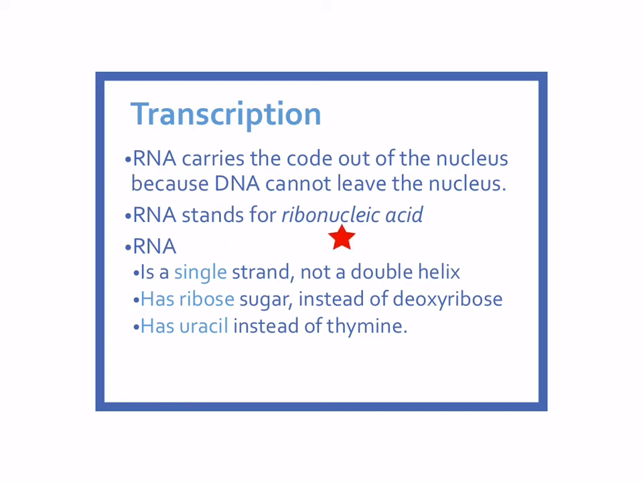Now, RNA stands for ribonucleic acid. Okay, DNA was deoxyribonucleic acid, so you can see it's very similar. It has three differences, however. It's a single strand, not a double helix. Secondly, it has this other sugar, ribose, instead of deoxyribose. And the third difference between RNA and DNA is that instead of thymine, it has uracil. So when you're looking at the code, instead of thymine bonding with adenine as a base pair, we have uracil bonding with adenine as a base pair.